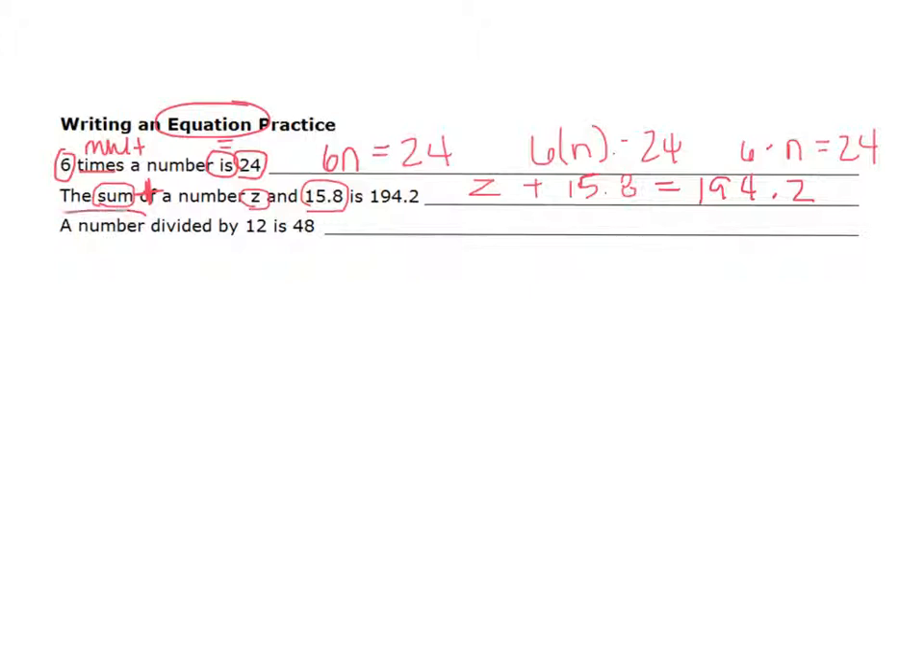So here we have a number. Well, let's use Z for that number again. Divided by 12 is, there's that word for equal, 48. So we can write it as Z divided by 12 equals 48. But I also know I can write that as a fraction. So I can have Z over 12 equals 48. Let me make that look more like a Z. All right, let's go to the word problems.